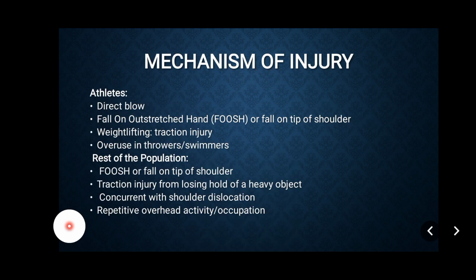If we look at the mechanism of injury in athletes: direct blow, fall on outstretched hand, and fall on tip of shoulder. Weightlifting can cause traction injury. Overuse in throwers and swimmers can cause SLAP lesion in athletes. If we look at the rest of the population, in the same way: fall on outstretched hand and fall on tip of shoulder, traction injury from losing hold of heavy objects, concurrent with shoulder dislocation, repetitive overhead activity. All these factors can cause injury.